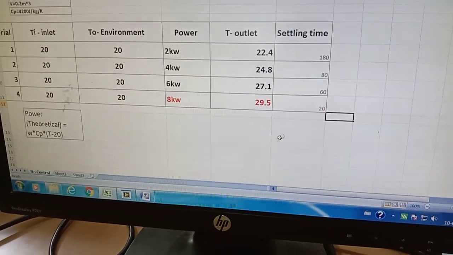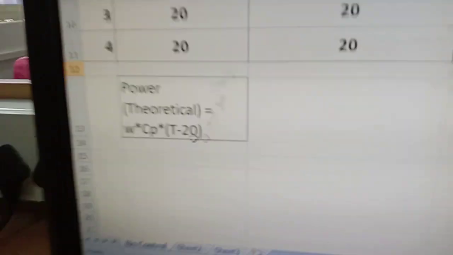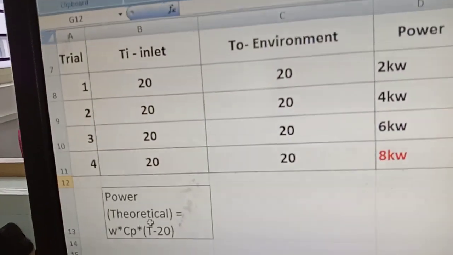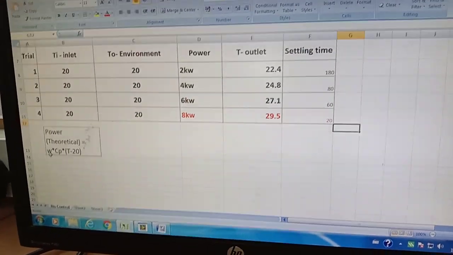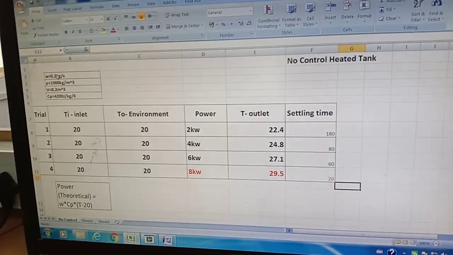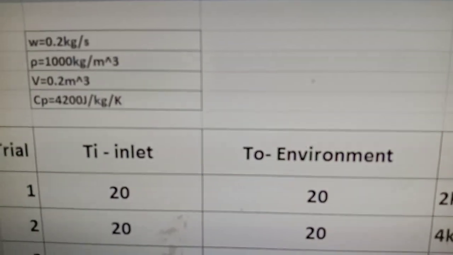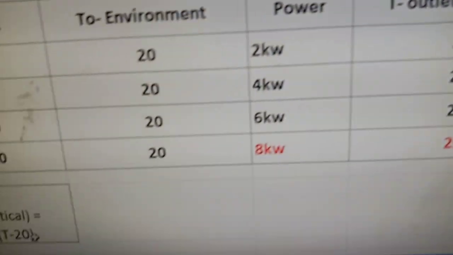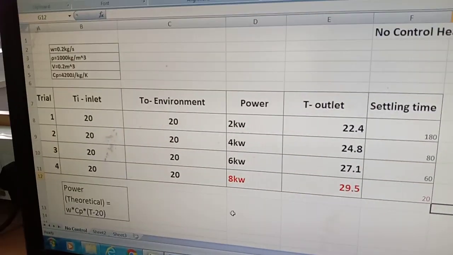One more thing you have to do is calculate the theoretical power. This is the formula used, and you can cross check whether you are getting the same power using the theoretical power formula. W corresponds to the mass flow rate, Cp corresponds to the heat capacity, and T outlet is the outlet temperature that we got, minus 20, which is the constant. If you use this formula, you will get the theoretical power. So this is about the experiment.